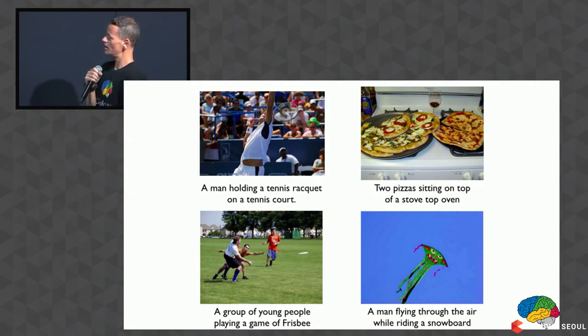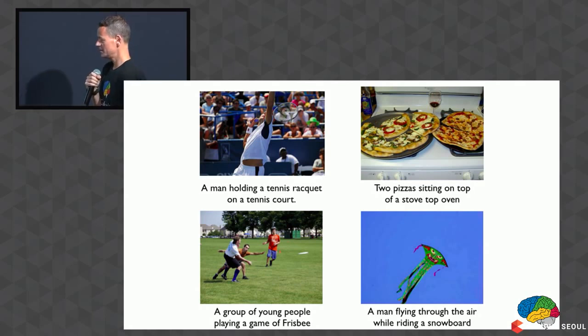It knows it's on top. So it's pretty amazing that things like that it got right. Or here, a group of young people playing a game of frisbee. I mean, they are young, but they could be old people too, but it's probably better to put in young, and that's what the system found here.